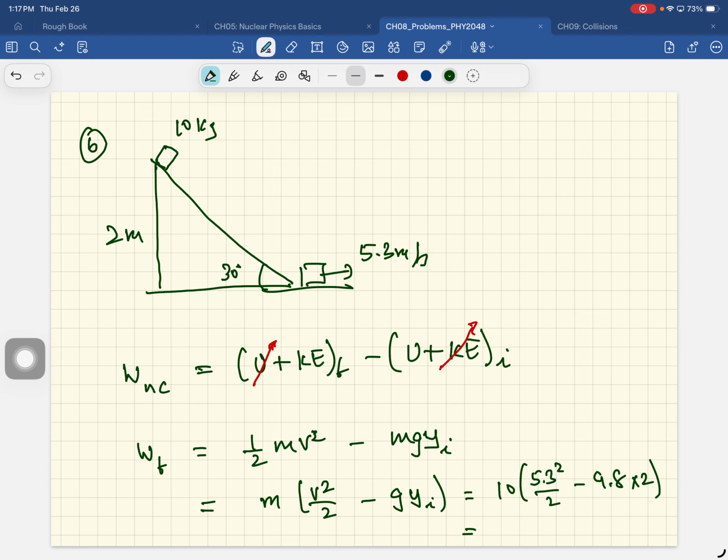What kind of work does friction do? Negative. So that number should come out negative. Okay, so as promised, friction did negative work.